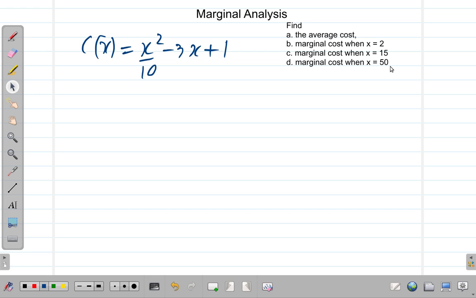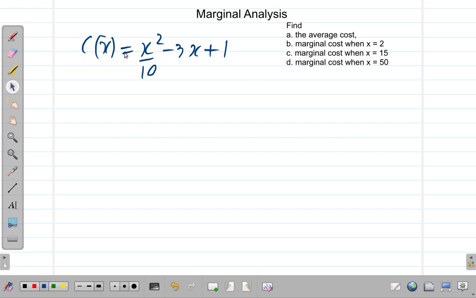Now, one of the aims of this is we're going to look at how these values compare with when you find the cost of the next item and then subtract what we have. We're going to compare using the derivative with calculating the marginal cost for one additional item. Alright, so let's look at it.